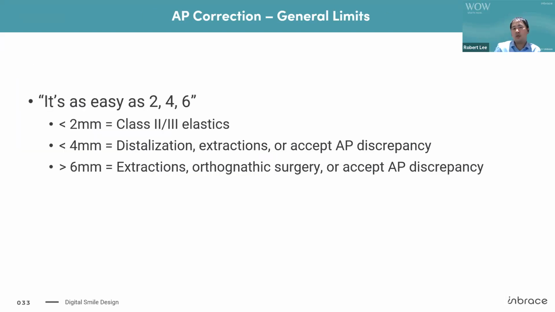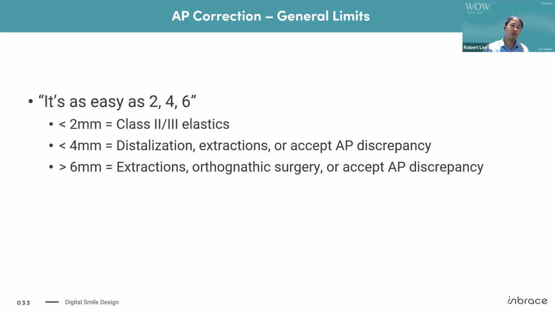So with general limits for AP correction, we follow essentially the same thing. It's not as easy as 1, 2, 3, but it's as easy as 2, 4, 6. And then these are just general limits. You don't have to follow necessarily these exact limits, but I would say if you follow these, they probably will work almost every single time.